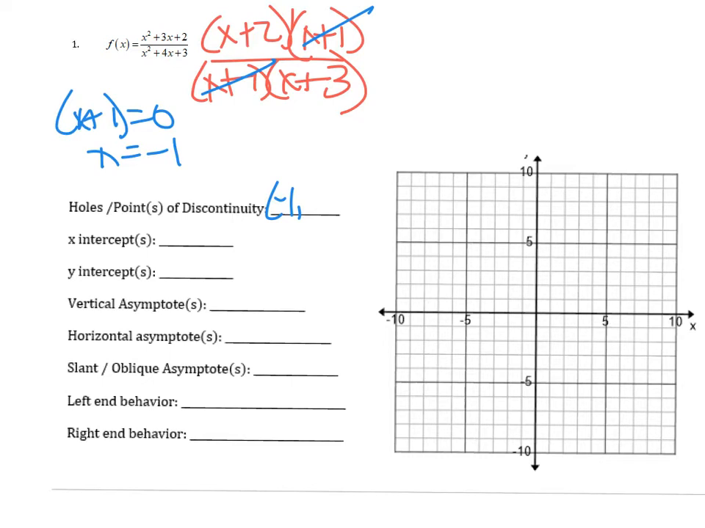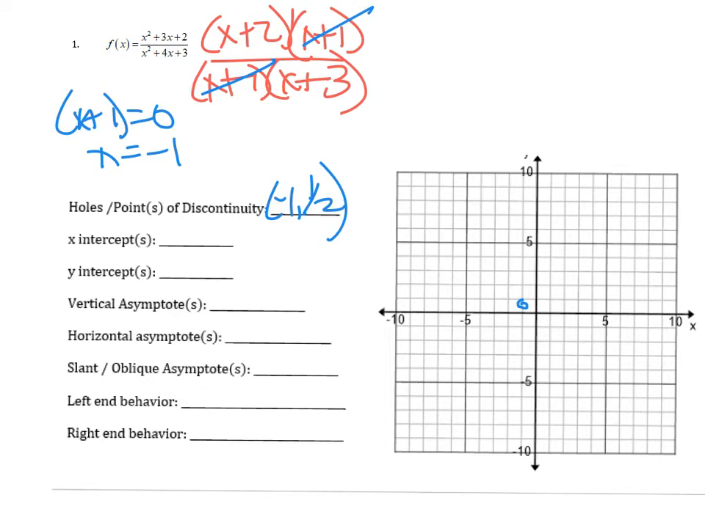Then if I plug -1 back into what's left, so what's left is my x plus 2 and my x plus 3. If I plug in -1 here, -1 plus 2 will give me 1. -1 plus 3 will give me 2. So I have a hole at -1, 1/2, and I'm going to try to draw a hole as best I can. Now, my graph is small, so you're going to have to assume that you can see it. It's just really hard to draw it with a pen.